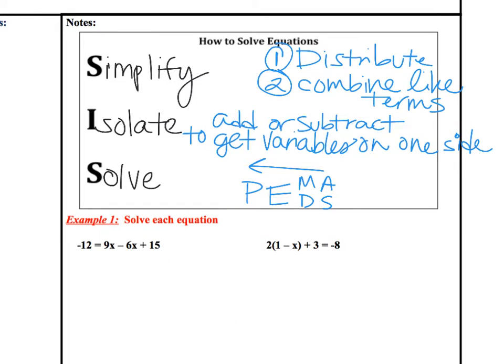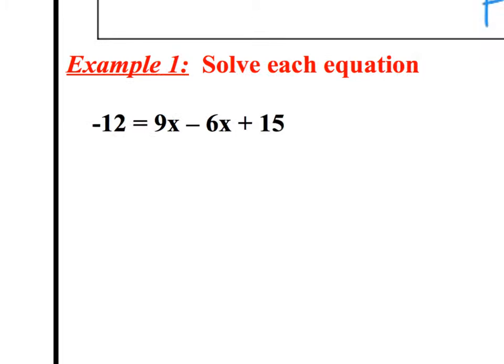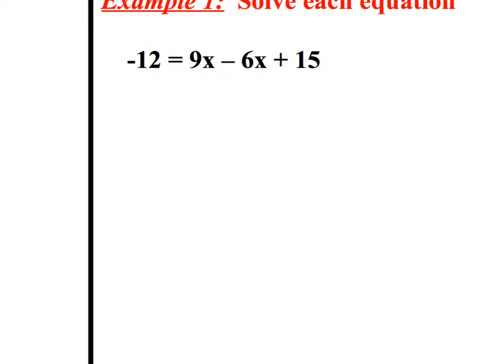So remember we draw that balancing line down the middle to keep our work organized and to remind us to do the same thing on both sides. First thing we check for is, can we simplify? Guys, can we simplify? Yes. Please raise your hand if you can tell me how. Isaiah?